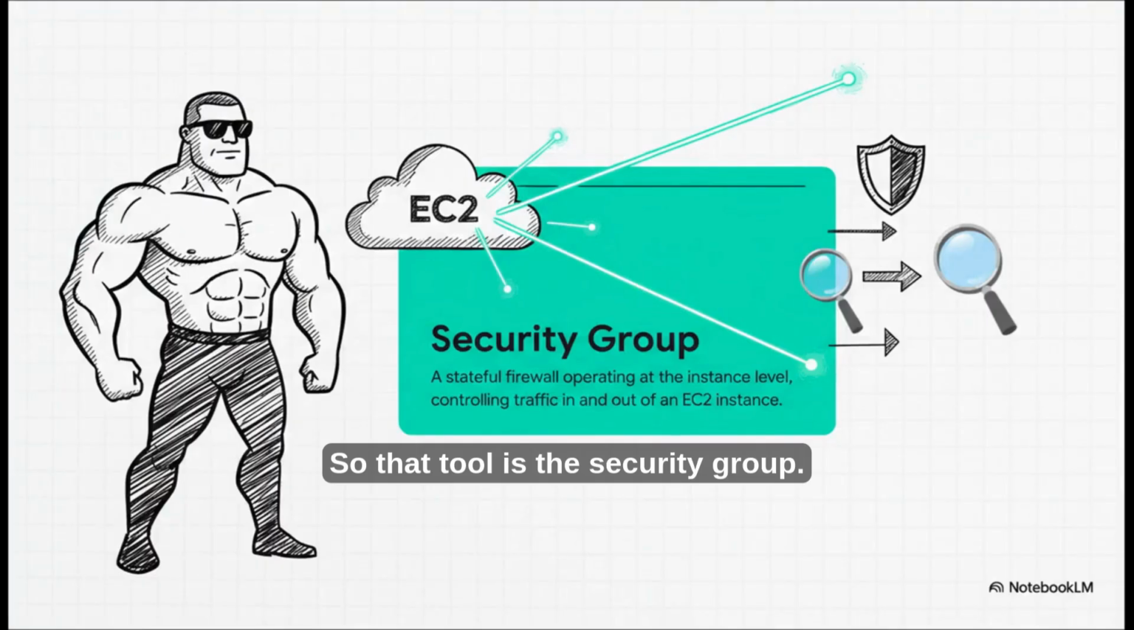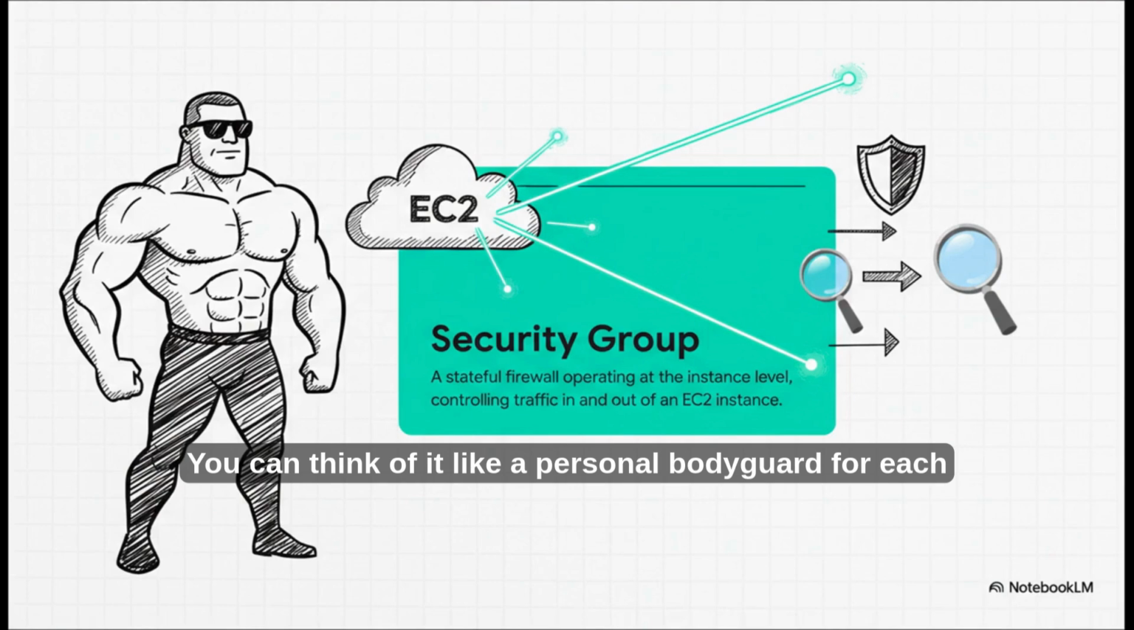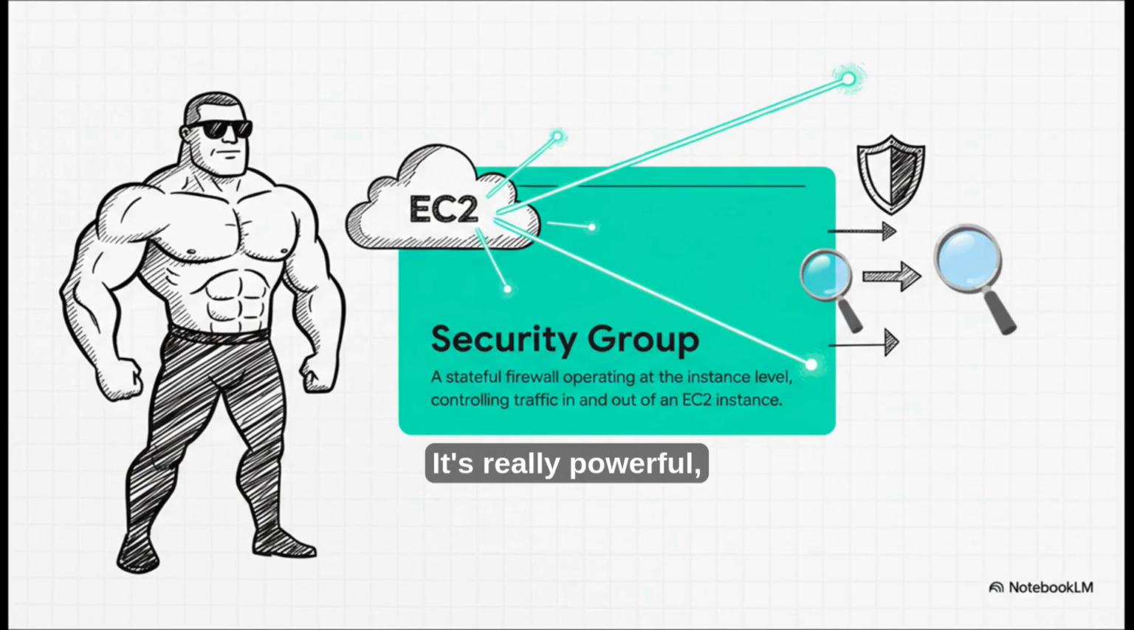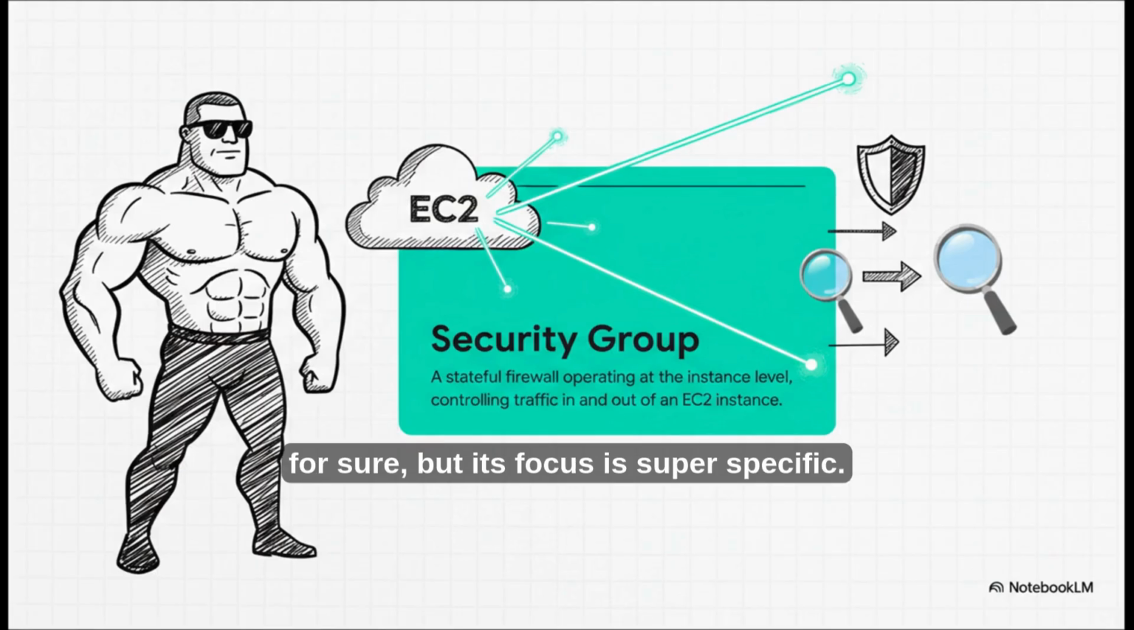So that tool is the security group. You can think of it like a personal bodyguard for each of your virtual servers, your EC2 instances. It's really powerful, for sure, but its focus is super specific. It only cares about that one single instance it's attached to.